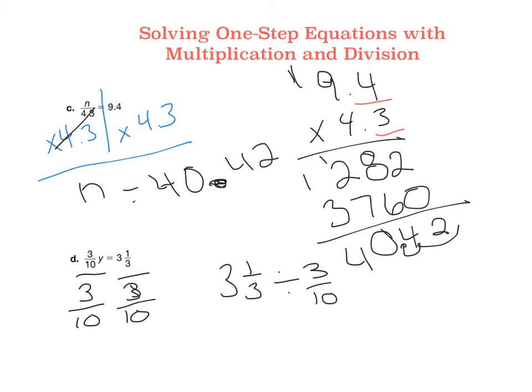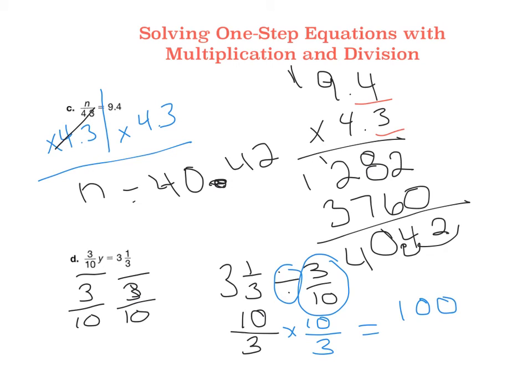3 times 3 is 9, plus the 1 is 10. So I have 10/3. And then I'm going to flip. We're going to change that to multiplication. Remember we talked about if we change this, then we have to change the number behind it. So it becomes 10/3. So 10 times 10 makes 100. 3 times 3 makes 9.